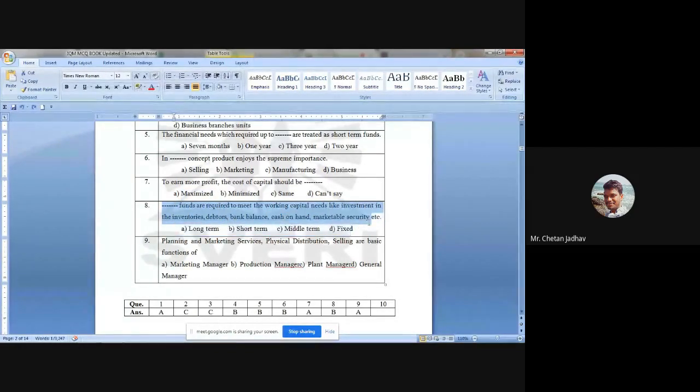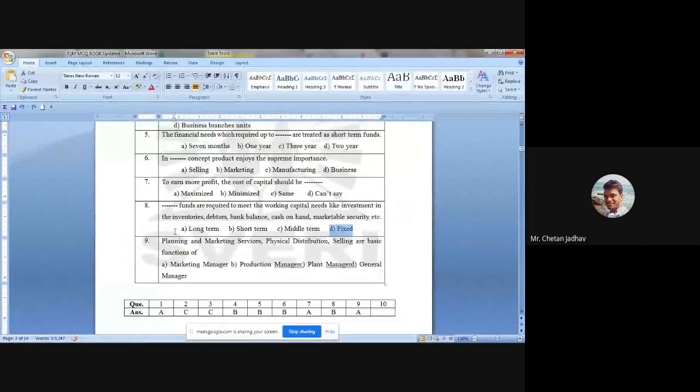Next, funds are required to meet the working capital needs like investment in the inventories, debtors, bank balance, cash on hand, marketable security. So these are all the parameters regarding that product only. For that product, we have to make good inventories before going to manufacturing. We have to keep some balance, some cash flow and security. So this is for long term, short term, middle term, or fixed. We cannot do any fixed strategy for this marketing, so the last option will be eliminated.